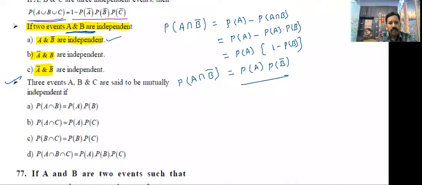Next, the last one. Three events A, B, C are said to be mutually independent if P of A intersection B is equal to P of A into P of B, P of A intersection C is equal to P of A into P of C, P of B intersection C is equal to P of B into P of C, and P of A intersection B intersection C is equal to P of A into P of B into P of C. When these conditions apply, A, B, C are said to be mutually independent events. This is a very, very important concept.